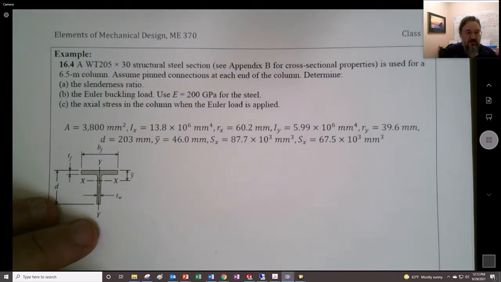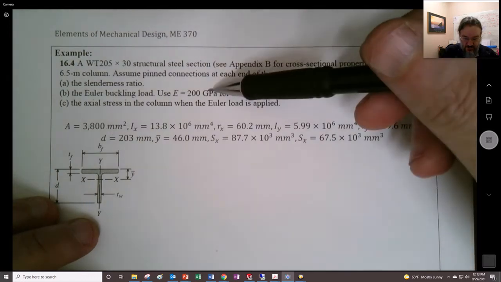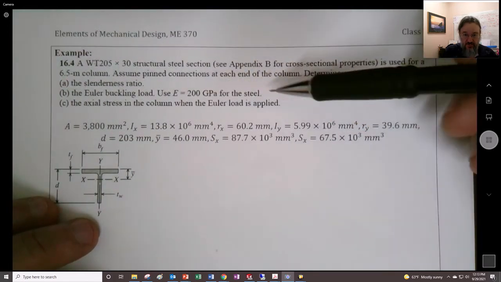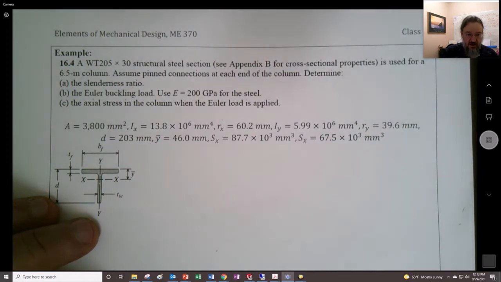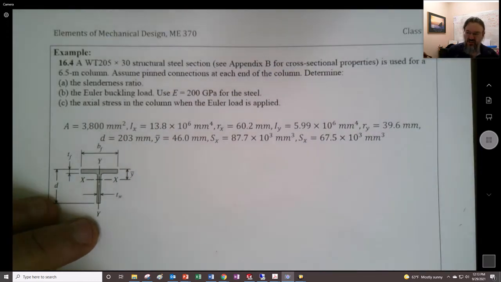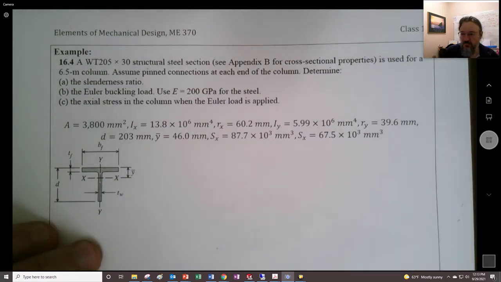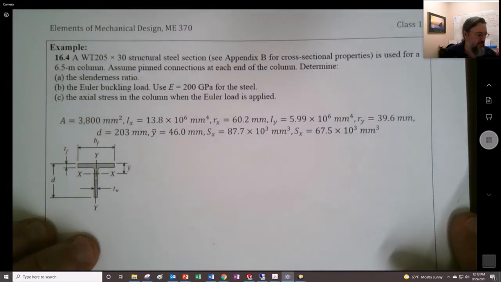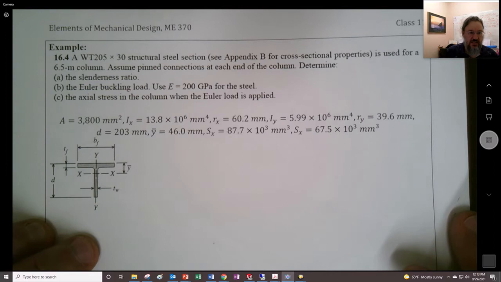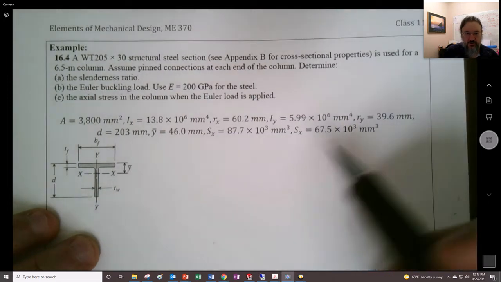We want to find the slenderness ratio, the Euler buckling load, if we assume steel with a 200 gigapascal elastic modulus, and we want to find the axial stress of the column. So it's a good thing to take an overall gauge of how much force this is. But first, we want to decide whether we should use Euler buckling or Johnson. And trust me, it's going to be Euler.